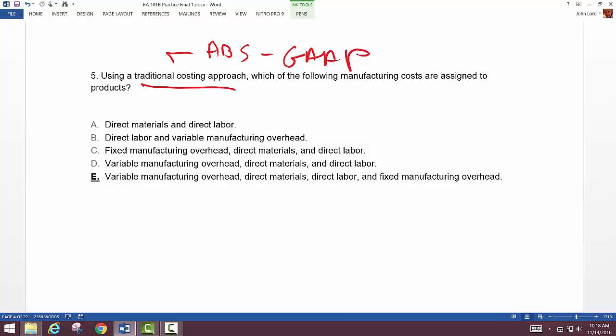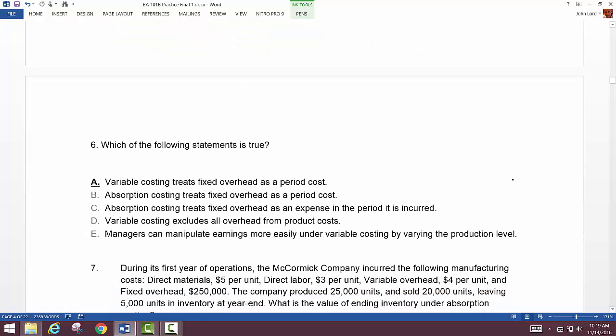But let's go ahead and take a look. Under traditional, we have what? Variable manufacturing overhead, yes. Direct materials, yes. Direct labor, and the fixed manufacturing overhead, right? So this question's almost teaching us again what we mean by absorption, right? Okay, good. Number 6.